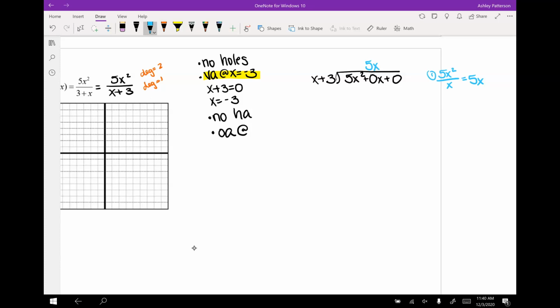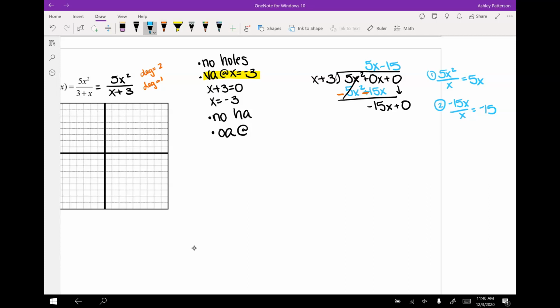Then we multiply through. So 5x times x gives us 5x squared, and we need to multiply by the 3, so we get a positive 15x. What do we do at this point? We change the signs because we're subtracting. So those first terms should cancel. 0 minus 15x gives us a negative 15x. Bring down the next term, start the process all over again. So we get negative 15x divided by the first term only, and we get a negative 15. So that goes up top.